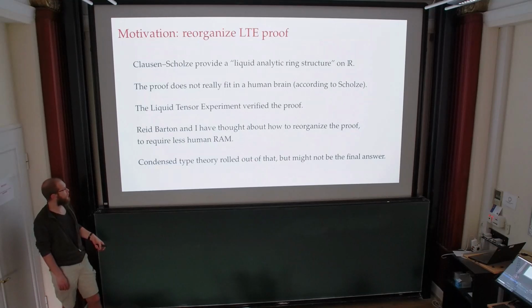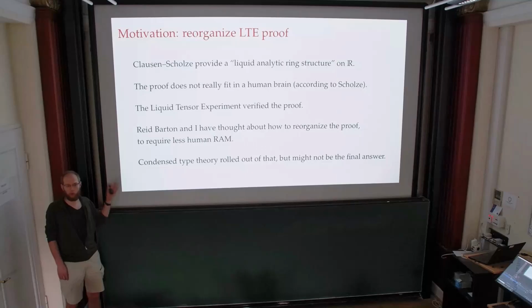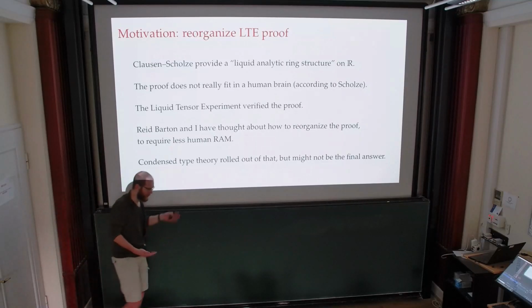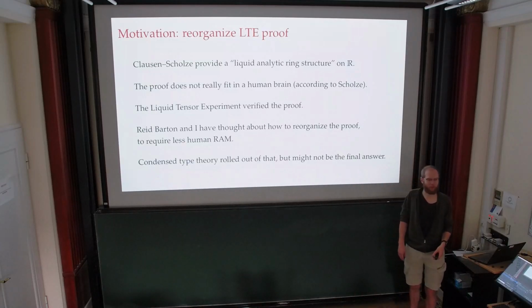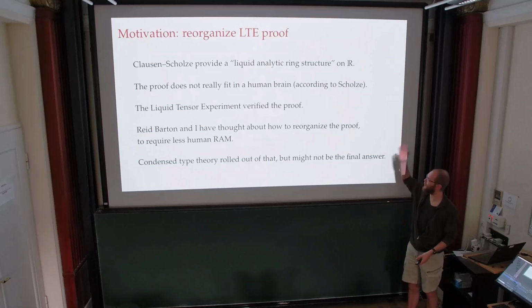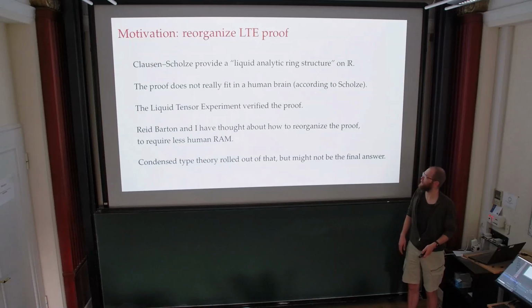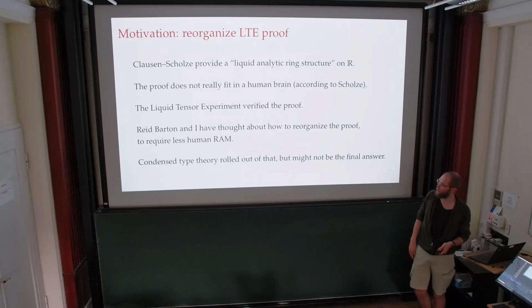And we did lots of things, and at some point condensed type theory rolled out of that, where we stumbled upon these weird things like directed univalence, but we didn't really manage to simplify the proof. So the Clausen-Scholze proof still doesn't fit in a human brain. C'est la vie. But that's maybe not a motivation. It certainly is a historical explanation for why we started doing this. And hopefully, eventually, it will become a motivation that we can actually reorganize the LTE proof.